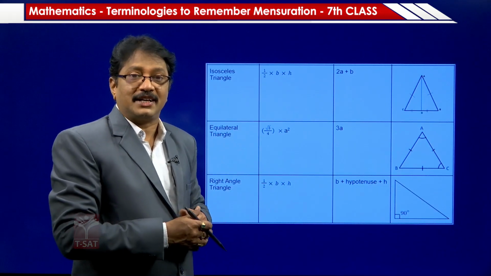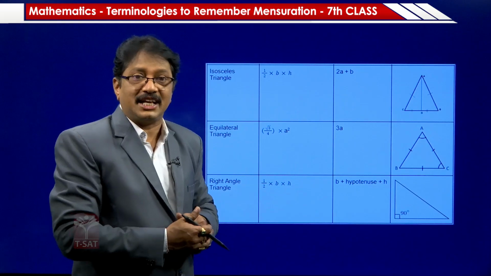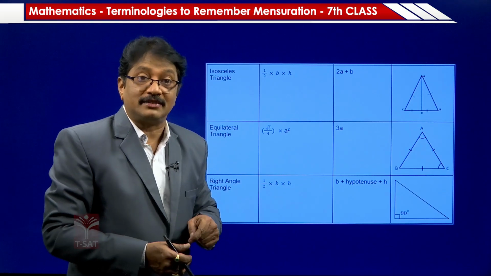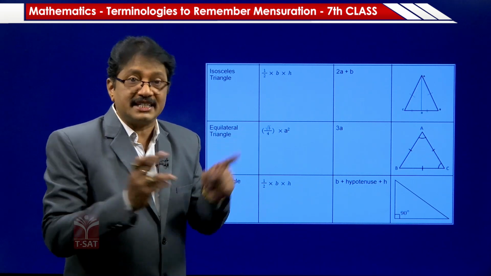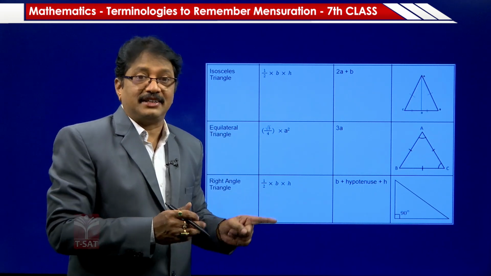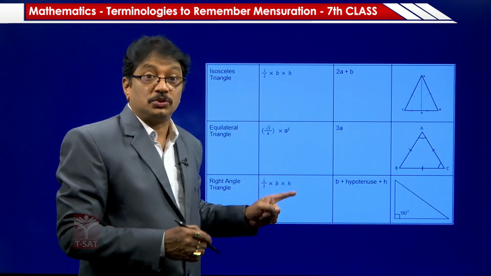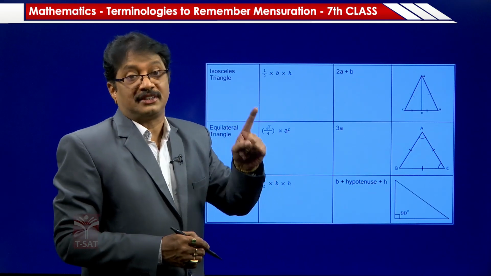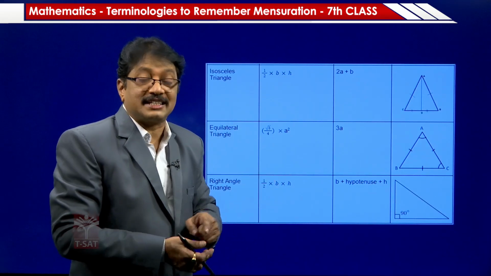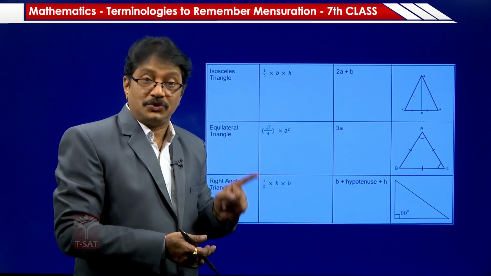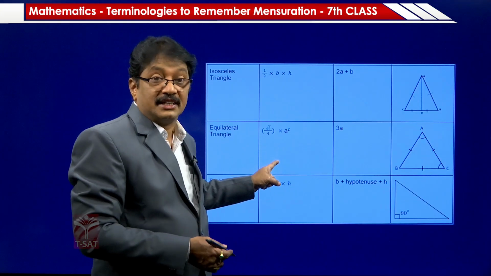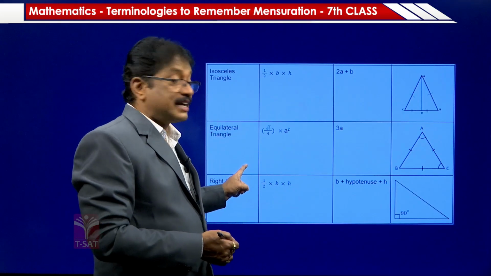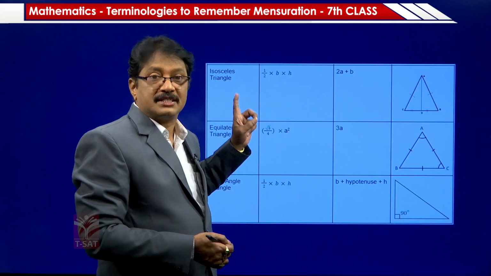When you take the equilateral triangle, all sides are equal. A very important thing here is that there is a relation between the side and the height. The height of the equilateral triangle is √3/2 times its side. So that's the reason half into √3/2 into a, that is √3/4 a square, is the area of the equilateral triangle, and 3a is the perimeter.